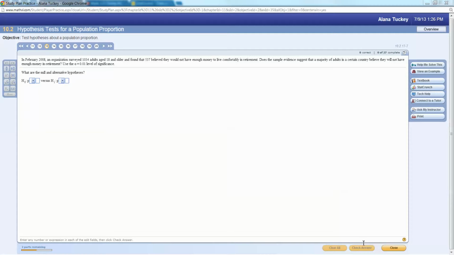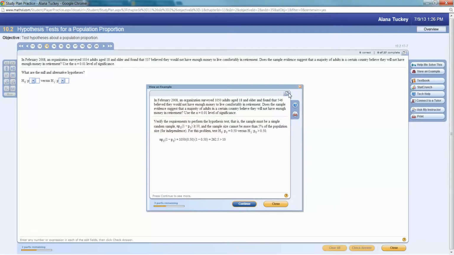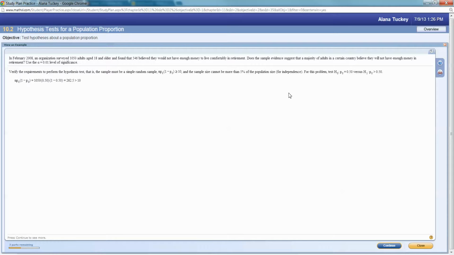This time it's 10.2, number 17 from the study plan. So let me click on View an Example here. It says in February 2008, an organization surveyed 1,050 adults aged 18 and older and found that 546 believed that they would not have enough money to live comfortably in retirement. Does the sample evidence suggest that a majority of adults in a certain country believe they will not have enough money in retirement?